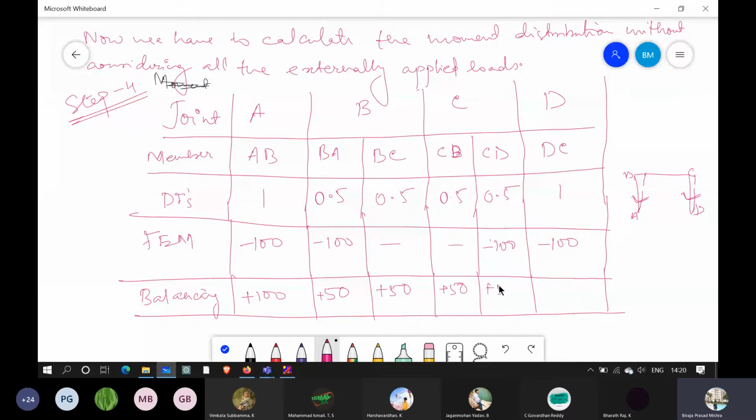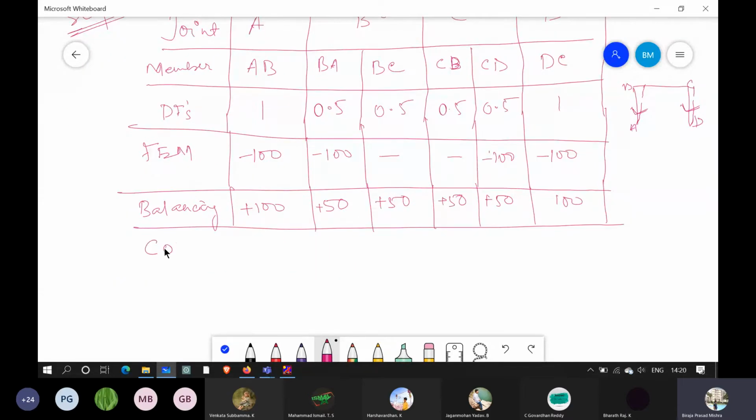So the next thing is the carryover factor. The carryover factor will again come here. Now this end A is simply supported, and D is also simply supported. So whatever fixed moment is applied at BA cannot come to AB. So this will be 0. Again, this one will also be 0.